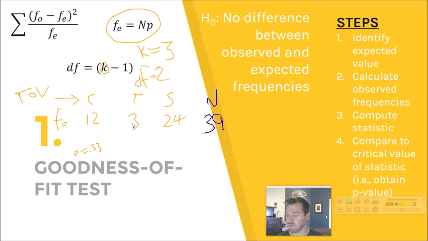Okay, because that's how many events or frequency things totally happen. So now what we would say is, okay, we expect 1/3 of 39 to be car, 1/3 of it to be truck, and 1/3 of it to be SUV. Okay, so what's 1/3 of 39? 13, right. So we would expect 13 cars, 13 trucks, and 13 SUVs.